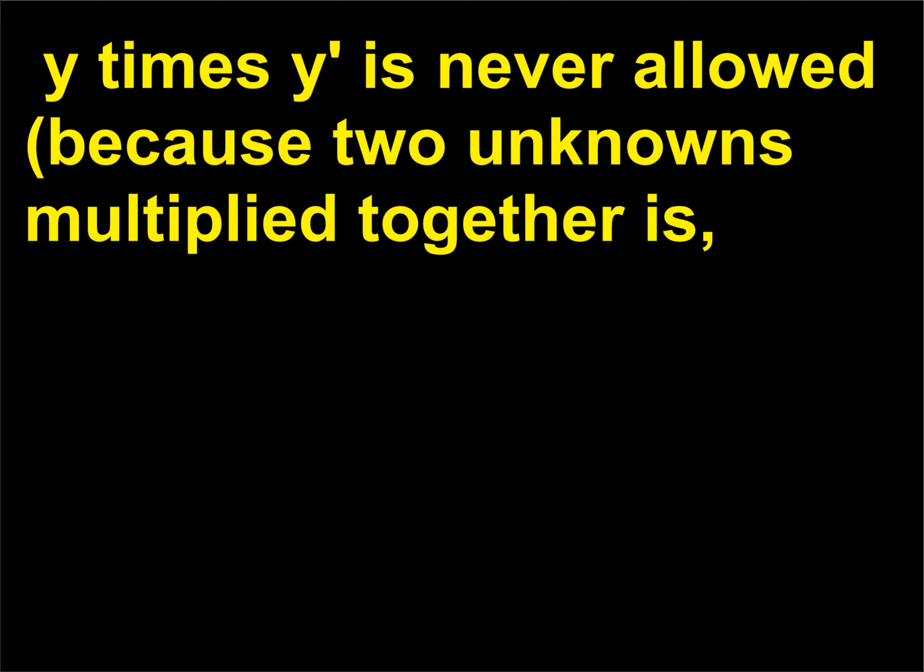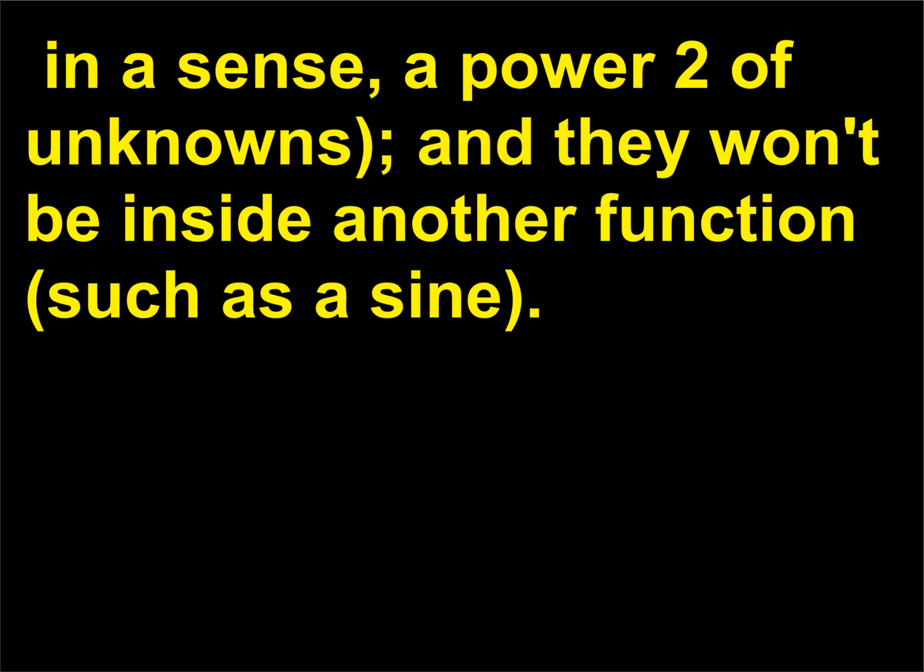y times y is never allowed, because two unknowns multiplied together is, in a sense, a power of 2 of unknowns, and they won't be inside another function, such as a sine.